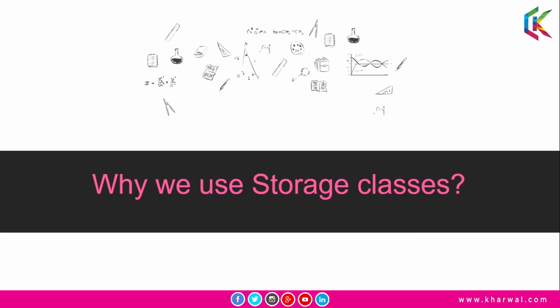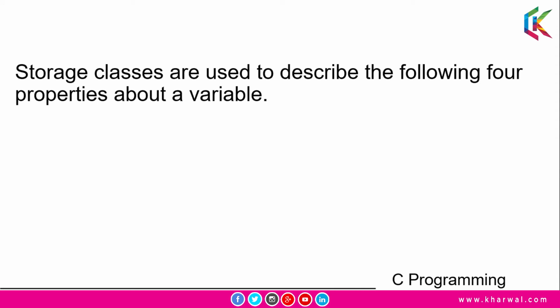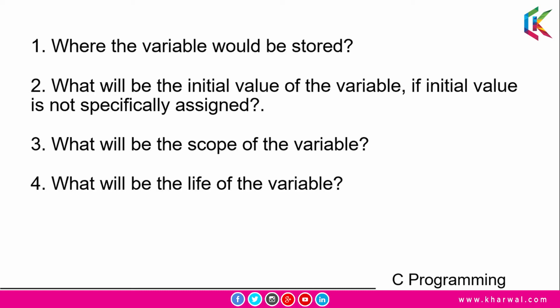So our first topic is why we use storage classes in C programming. We use storage classes in C programming to describe the following four properties about a variable. The first property is where the variable would be stored, and the second property is what will be the default value if the initial value is not specifically assigned. The third point is what will be the scope of the variable, and the last point is what will be the lifetime of the variable. So these are the four properties that storage classes will explain about a variable.